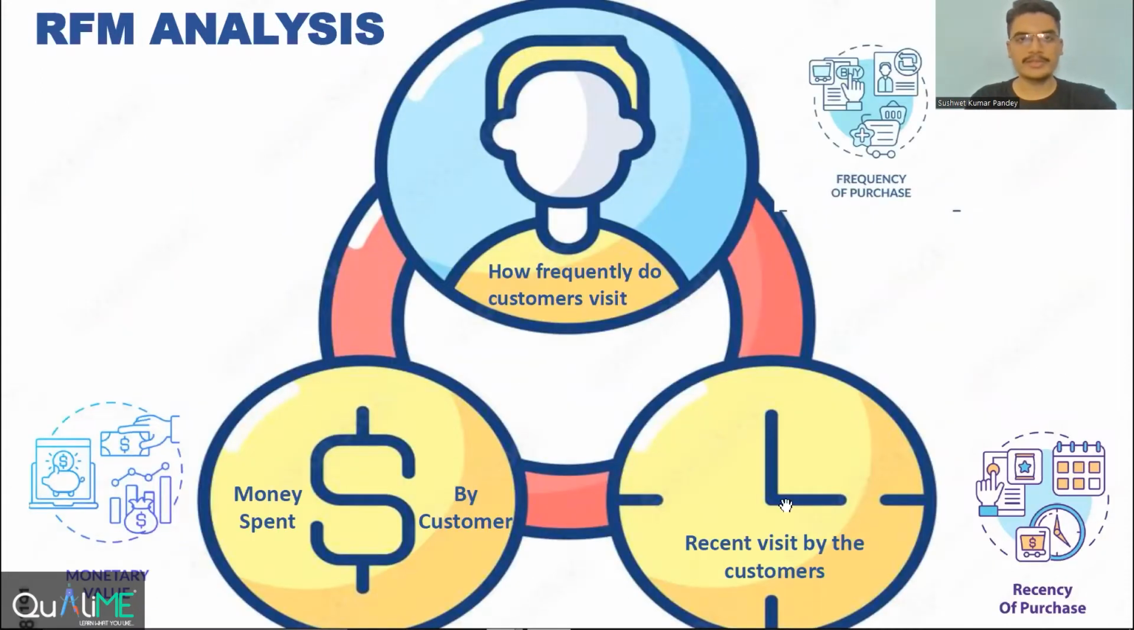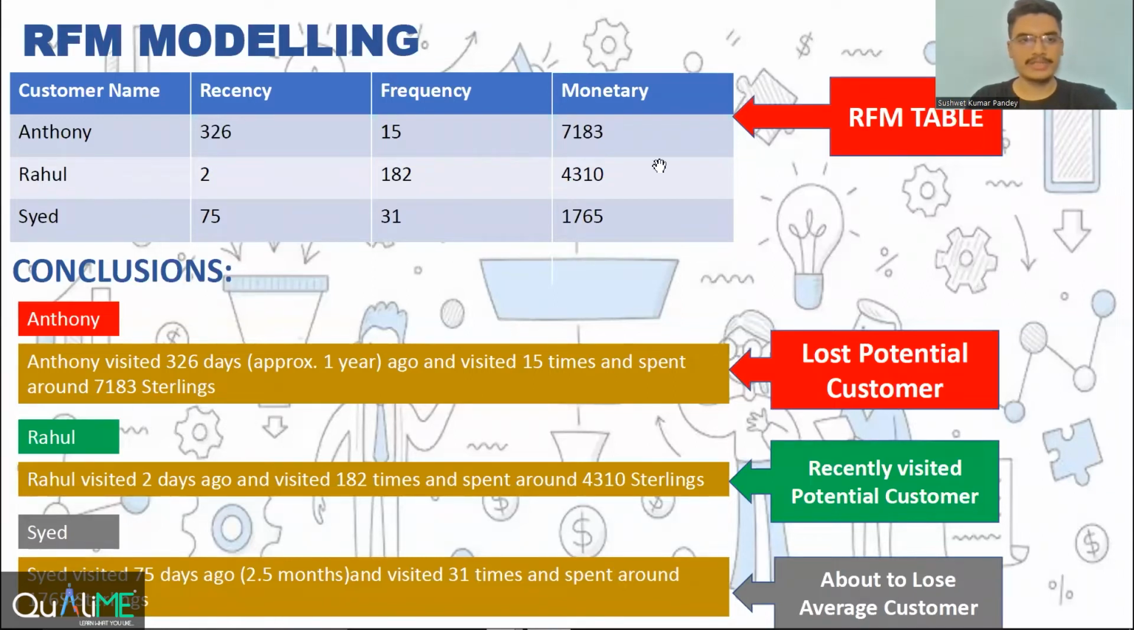After doing some exploration on the raw dataset, we created an RFM dataset. So RFM stands for recency, frequency, and monetary. So this is how the RFM dataset looks. For example, if there is a customer named Anthony and his recency value is 326, frequency 15, monetary is this much, it means Anthony last visited 326 days back. He has purchased 15 times, and total amount spent by him is 7,183. So we created a dataset like this out of that transactional dataset that we were given.